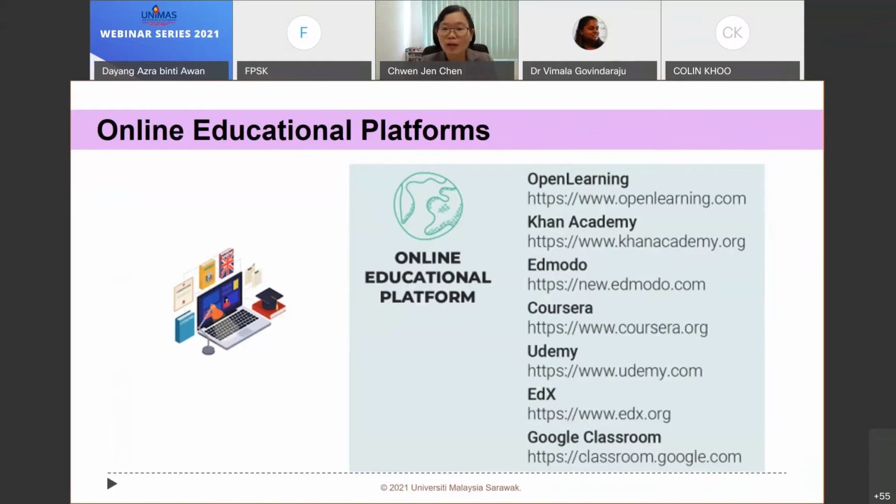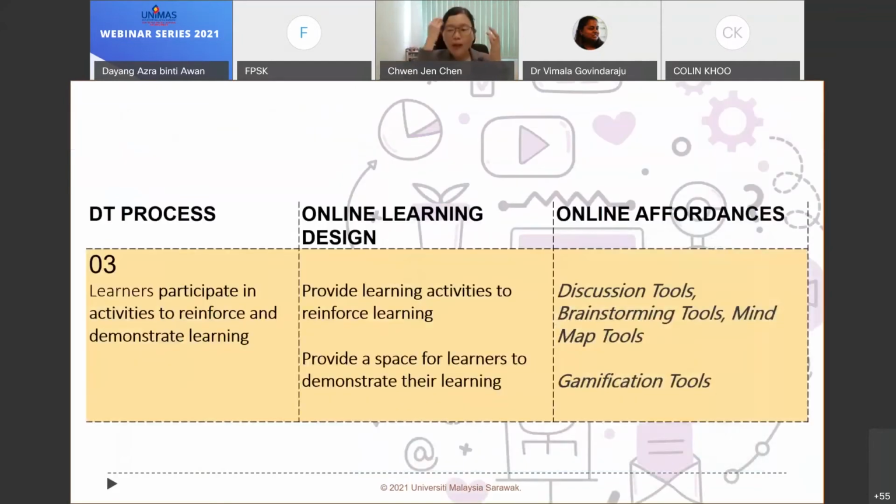And here we talk about online educational platforms where we can find a lot of open educational resources. So a lot of time when resources are already available, we do not have to reinvent the wheel to actually create the resources. We just use them. So these are some things that we need to know. That's on the mapping between our online design and the technological affordances.